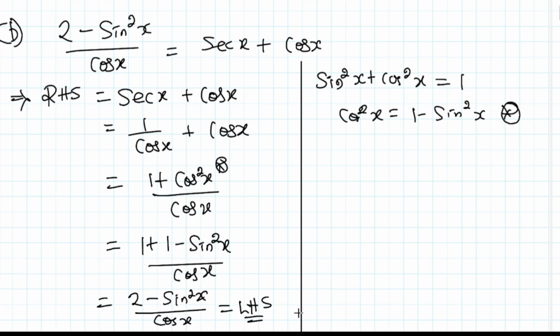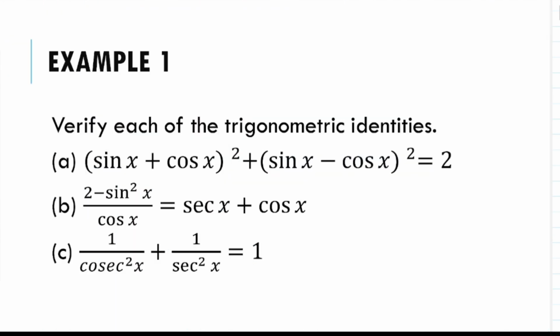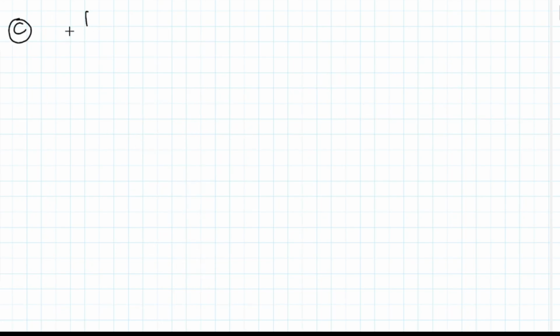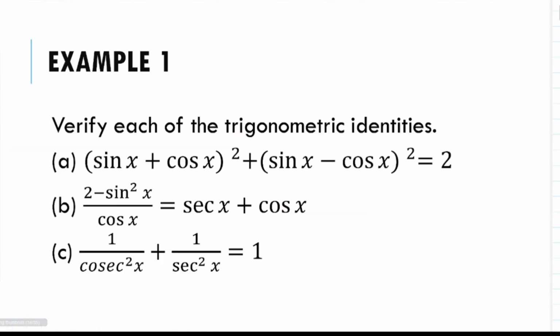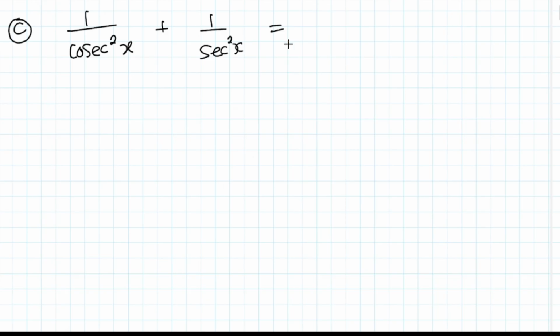So you can see it's easy when you start from the side that requires substitution. When you substitute and just use algebraic simplification, you quickly work towards the answer. Next question: 1 over cosec square x plus 1 over sec square x equals, what do we have here, guys? Sec square x equals 1.